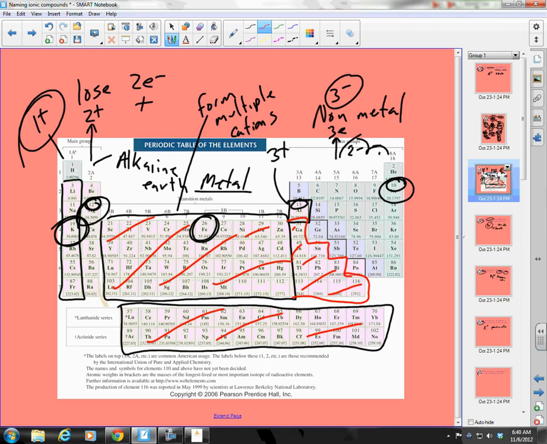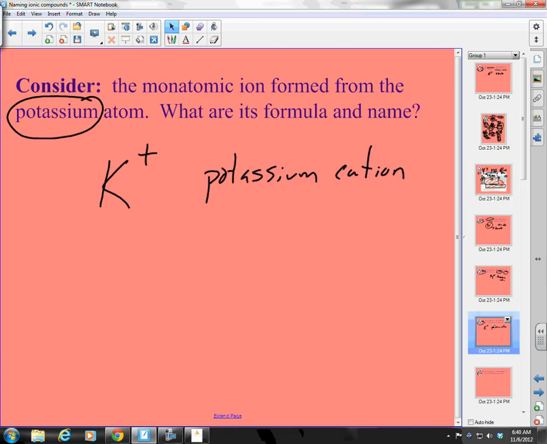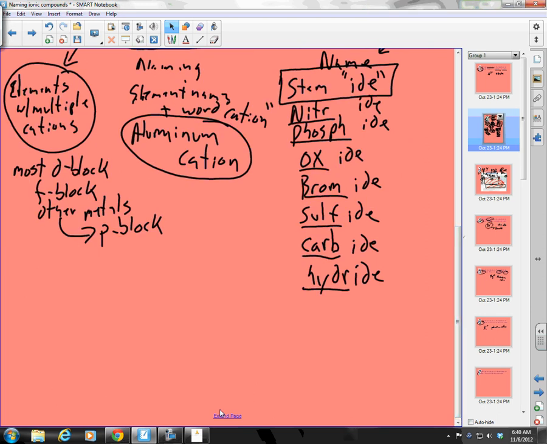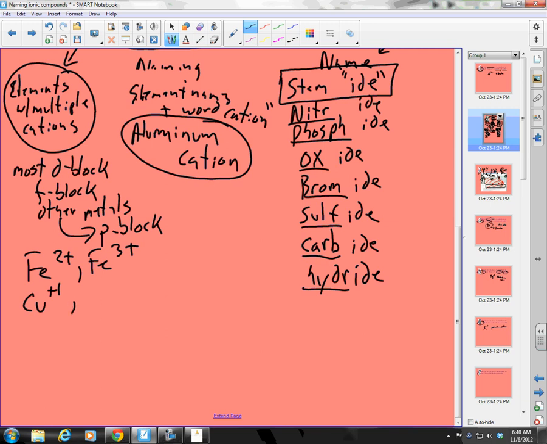Now, the bad news and good news for you is the bad news is there are some I want you to know. The good news is I don't want you to know them all. So what are the ones that I want you to know? First, iron is going to make +2 and +3 most commonly. Copper is +1, +2.